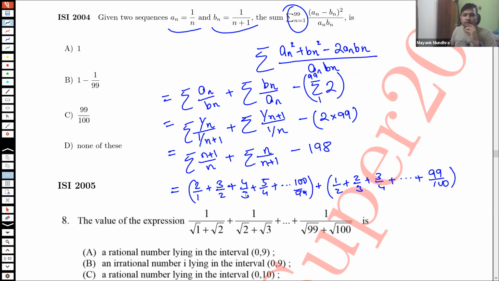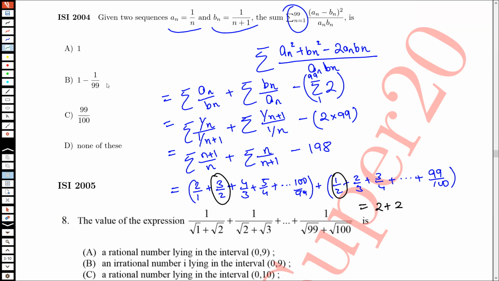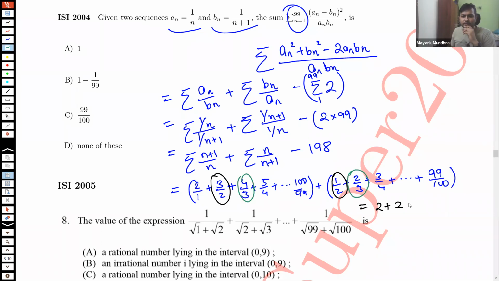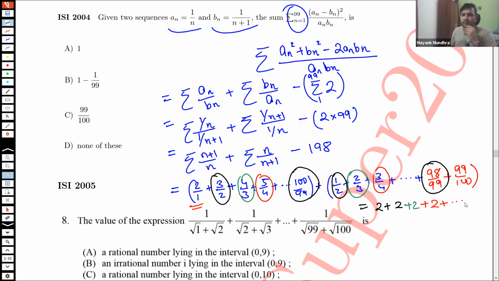Now let's look at the common things. What is 3 by 2 plus 1 by 2? 2. Very good, 2. What is 4 by 3 plus 2 by 3? 2. Very good. And so you see the pattern, right? 5 by 4 plus 3 by 4, 2, and so on it will go. This thing I've already written as 2. So you'll wrap up everything till this point. So this penultimate number here is going to be 98 by 99 plus 100 by 99, plus 99 by 100.